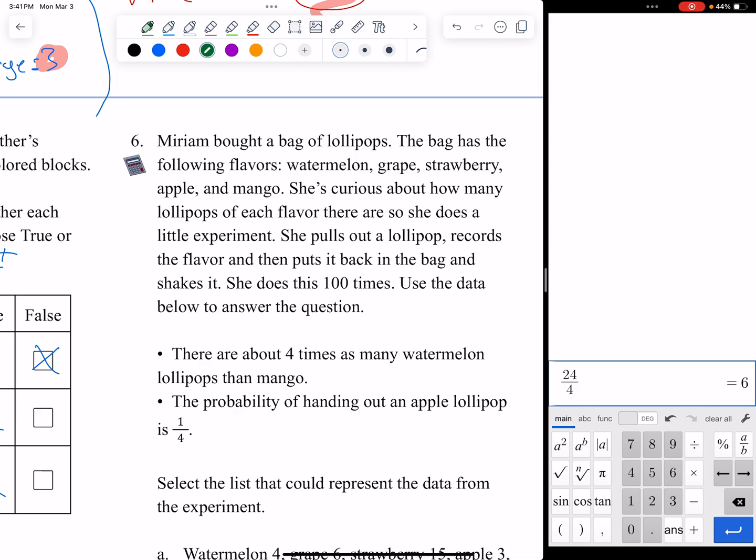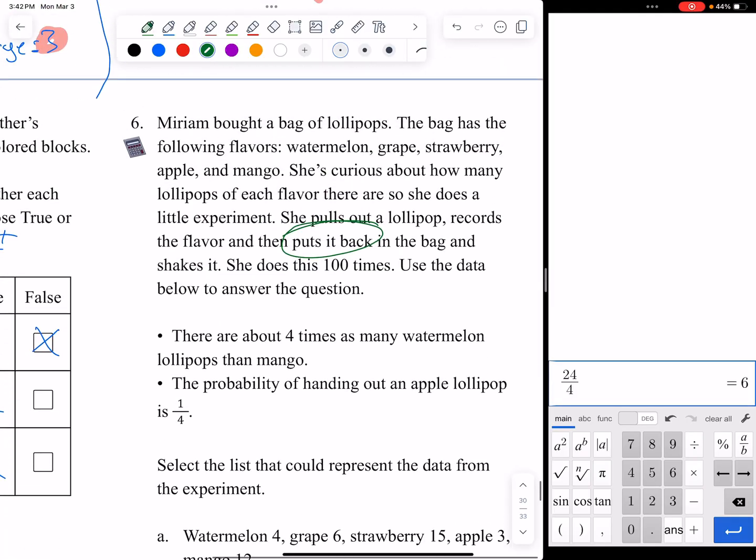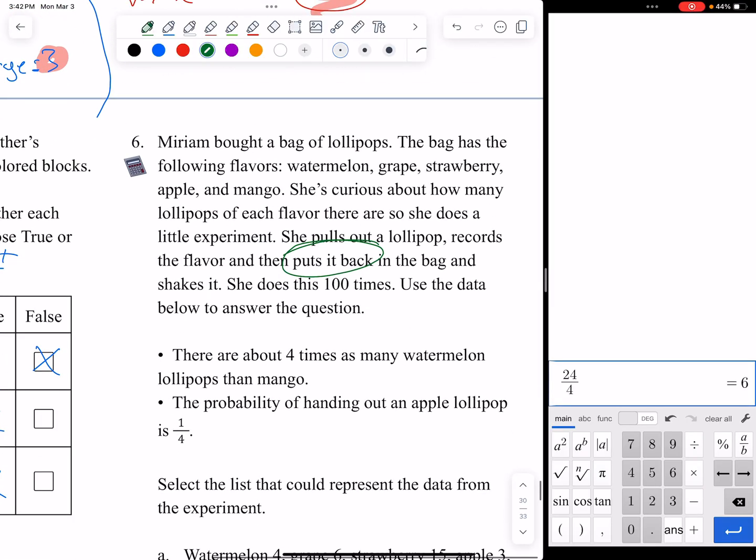Number 6. Miriam bought a bag of lollipops. The bag had the following flavors: watermelon, grape, strawberry, apple, and mango. She's curious about how many lollipops of each flavor there are, so she does a little experiment. She pulls out a lollipop, records the flavor, and then puts it back. That's important. She puts it back in the bag and shakes it. She does this 100 times. That kind of sounds like this, doesn't it? Use the data below to answer the questions.